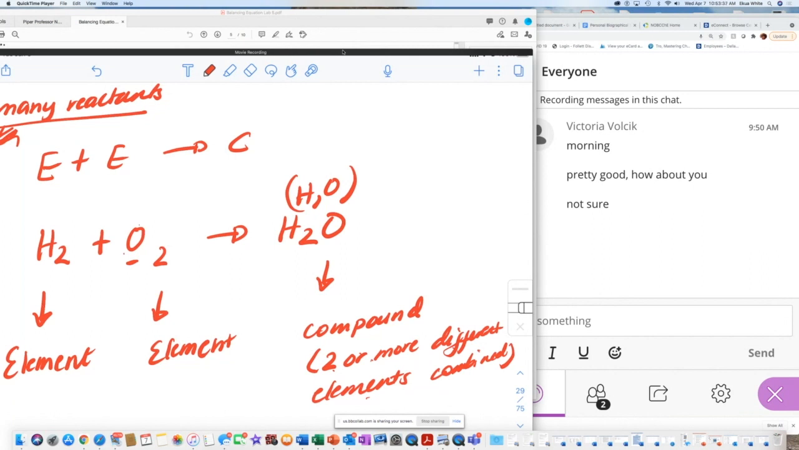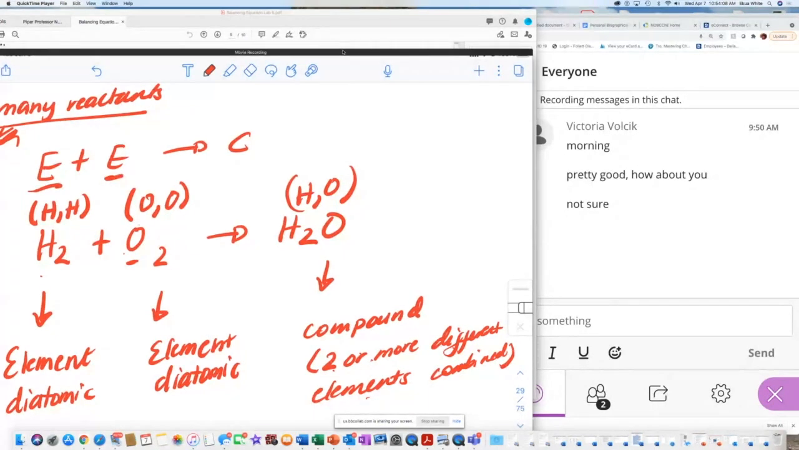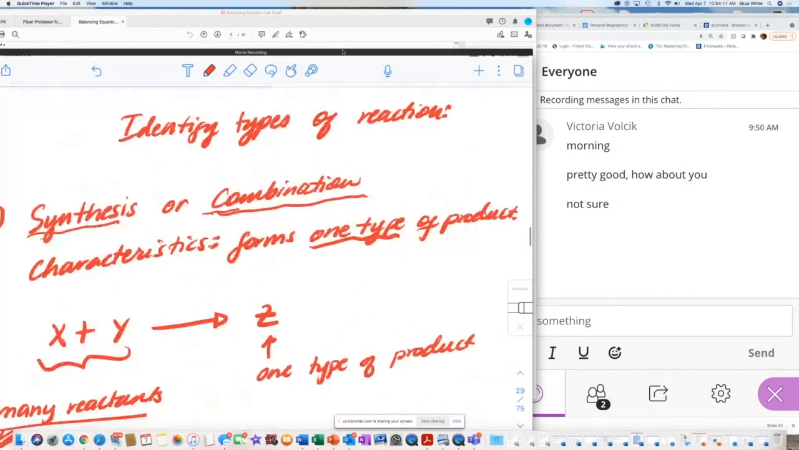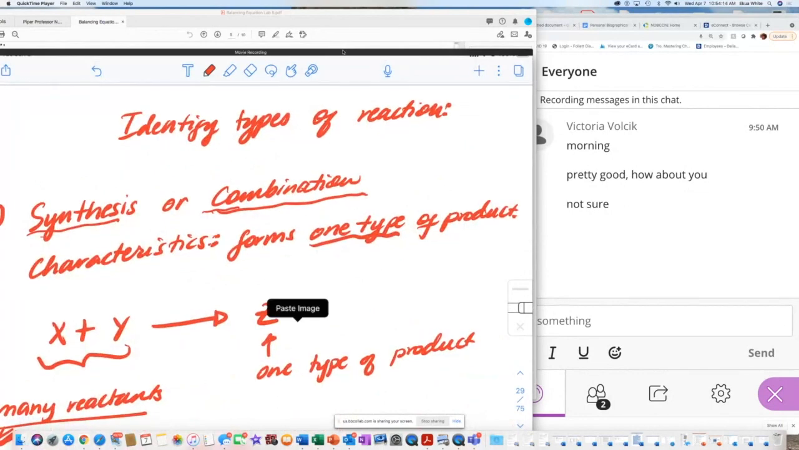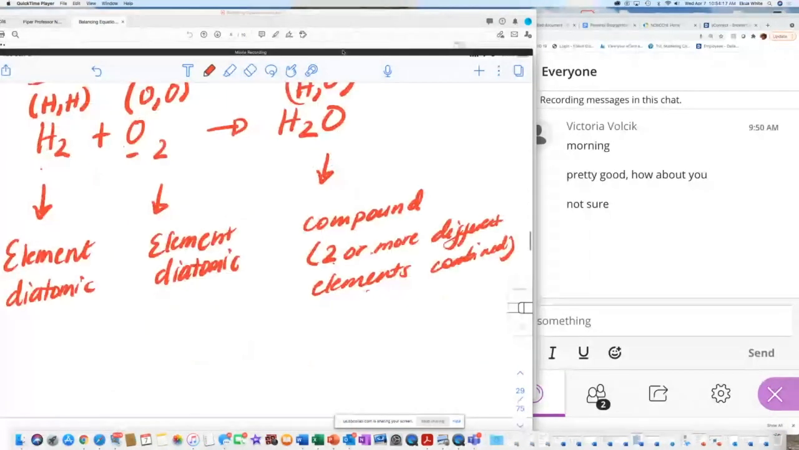Over here, though we have two elements combined, they're two of the same element. So this is still classified as element because you have two of the same elements combined, but it has that special name, diatomic. That means two of that element. Same thing with this one here. You have hydrogen and hydrogen combined, right? Because they're the same, this is also called diatomic element. So when you have an element combined with an element to make a compound, that is classified as combination or synthesis, okay? Even if the element is just monoatomic.